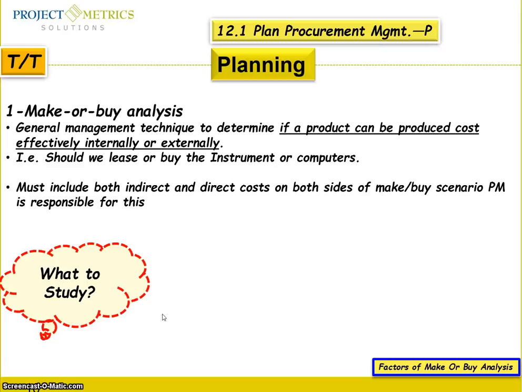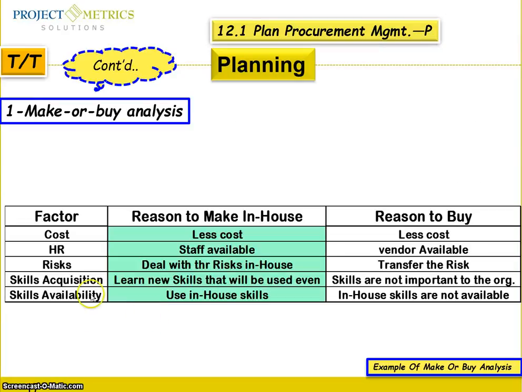That must include both indirect and direct costs on both sides of make or buy scenario. Project manager is responsible for this. So what are the factors here? The factors might go to the cost, the human resources, the risk, the skills acquisition, the skills availability. The reason to make in house: less cost, staff available, deal with the risk. The reason to buy: less cost, vendor available, transfer the risk.